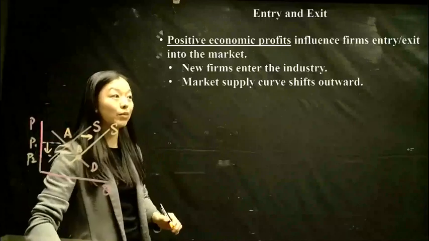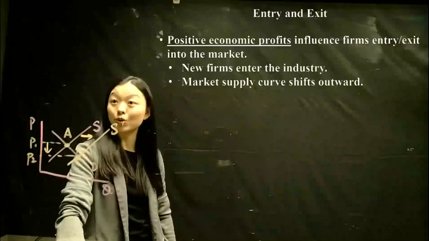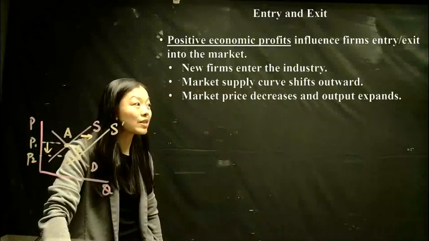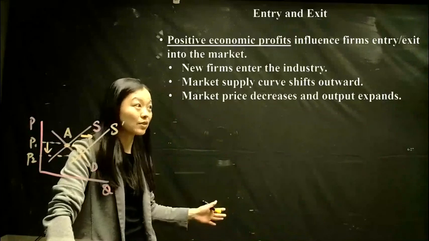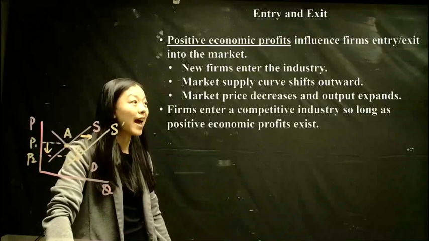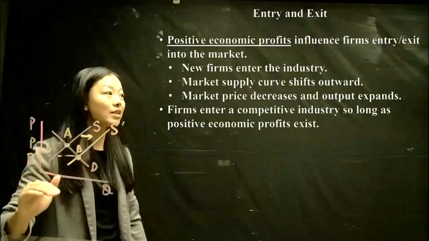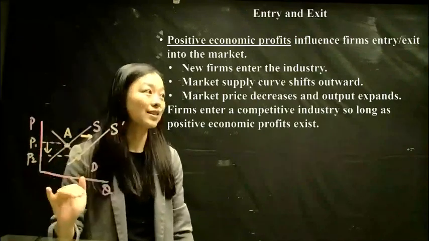When market price goes down, the profit will go down, right? So the market price will decrease as output expands. And then firms enter a competitive industry as long as positive economic profit exists.